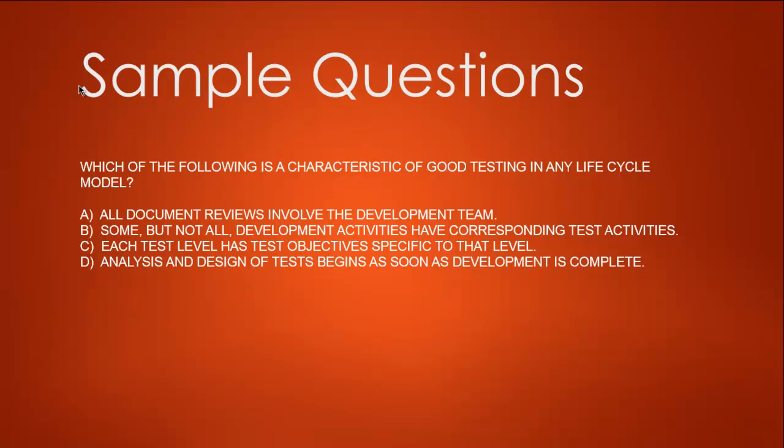All document reviews involve development team is wrong option. Then comes B, some not all development activities have corresponding test activities. Again, false. Every development activity needs to have test activity to verify that the flow through which the product is developed is properly tested. So B is again wrong. Next is C, each test level has specific objective to that level. Okay, so this is fine. Then D, analysis and design of tests begin as soon as development is complete. This is wrong, and that makes C as our option.